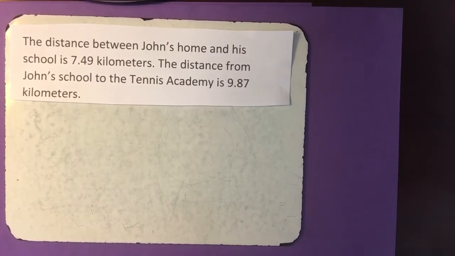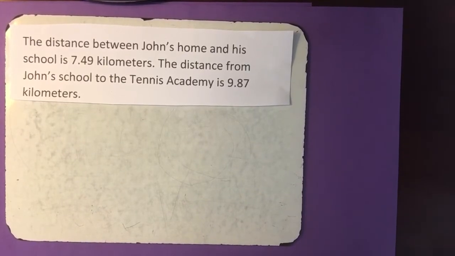So the distance between John's home and his school is 7 49/100 kilometers. The distance from John's school to the tennis academy is 9 87/100 kilometers, 87 hundredths of a kilometer.